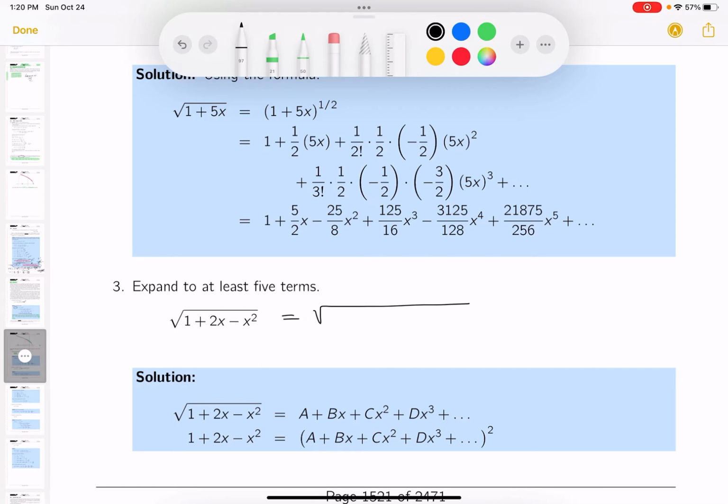And I realize I did different work over here. Let me get my eraser out. I'm going to look at that radicand first. And what do you see in the radicand? 1 plus 2x minus x squared. And again, I'm going to talk a little different way of doing it. And let me write this down over here.